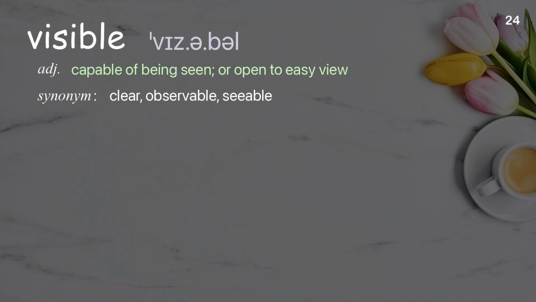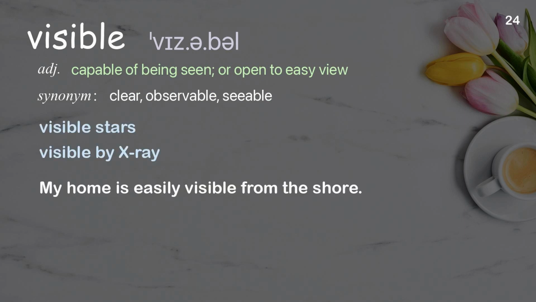Visible: Capable of being seen, or open to easy view. Examples: Visible stars. Visible by X-ray. My home is easily visible from the shore.